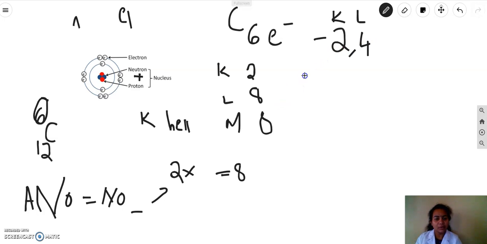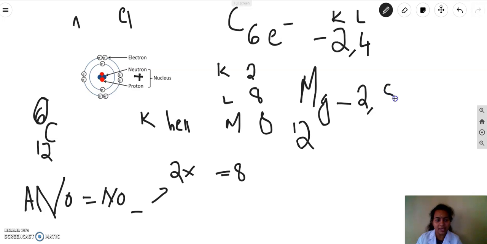Then what about other elements? We will check the atomic number of the other element. For example, magnesium. The atomic number of magnesium is 12. So what will be the electronic configuration? K shell 2. Then 12 minus 2, 10. In the L shell we can give 8. How many electrons have we distributed now? 2 plus 8, 10. How many electrons are remaining? 12 minus 10, 2 electrons are remaining. So 2, 8, 2. This will be the electronic configuration of magnesium.